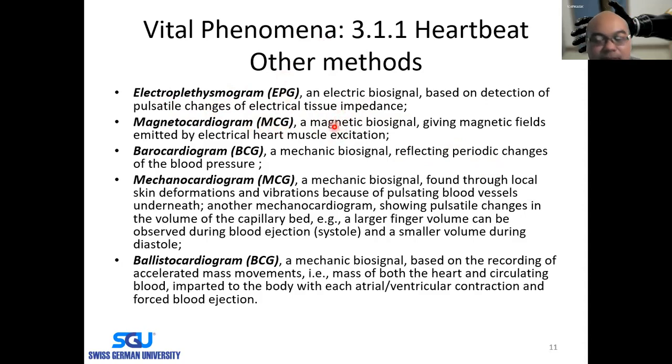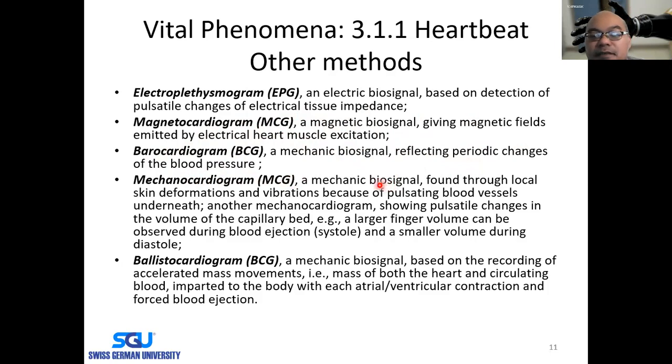Magnetocardiogram. This was explained by one of the groups, I think two weeks ago. A magnetic biosignal gives magnetic fields emitted by the electrical excitation of the heart muscle. Barocardiogram. This is a mechanical biosignal reflecting the periodic changes of the blood pressure.